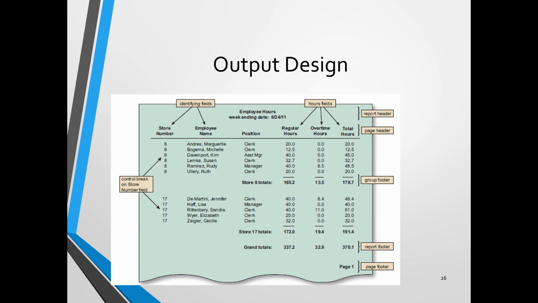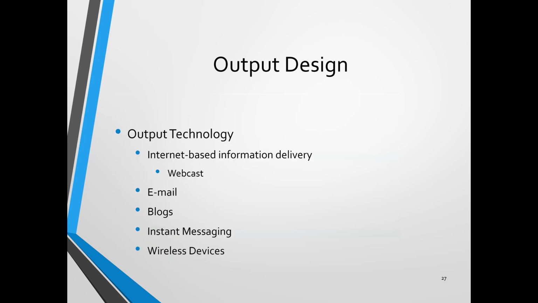The next one, after we have the report design, we talk about the output technology. The output technology here, we may have internet-based information delivery like webcast, we may use email as the output. We may have blogs as the output, instant messaging or wireless devices to conduct the output and then transfer it to your users to let the users know the result.